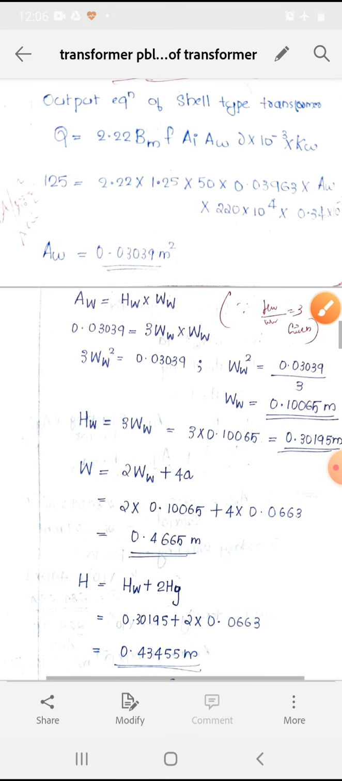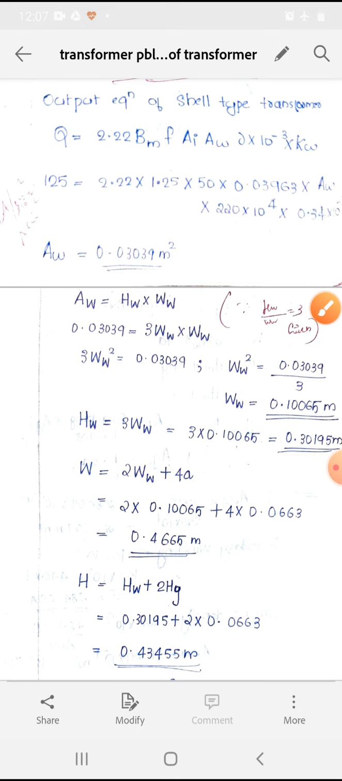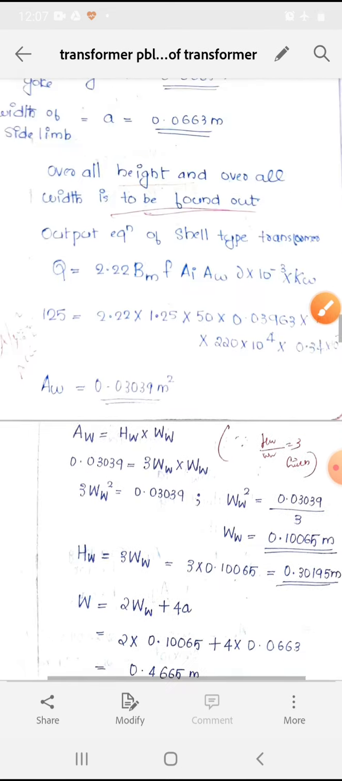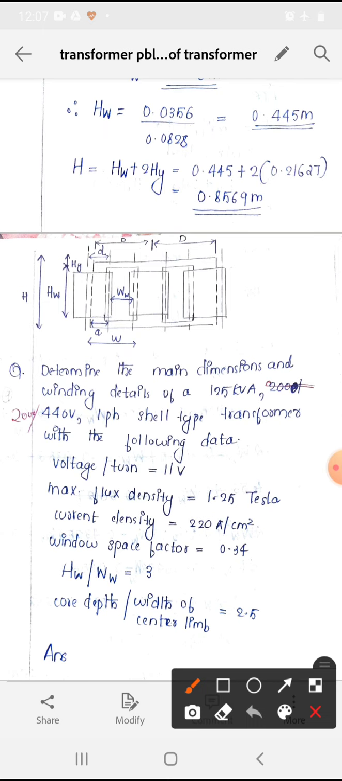Okay, so according to the equation W is equal to 2Ww plus 4A. So we got the width of the transformer. Now the height of the transformer is equal to Hw plus 2Hy. So substituting that, we got the height of the transformer also. So in the question, additionally, we need to find the winding details.